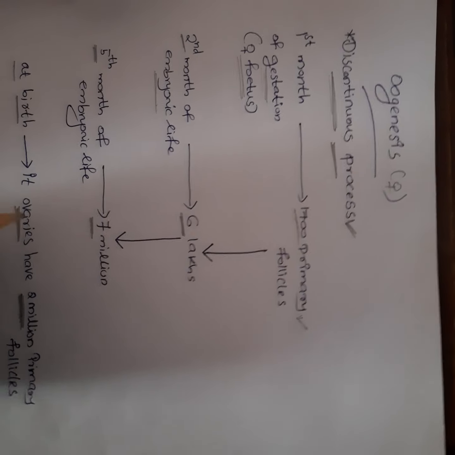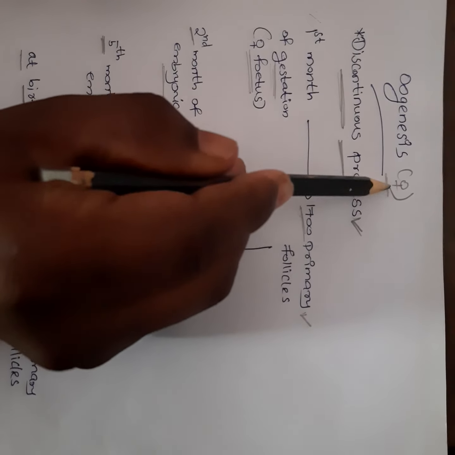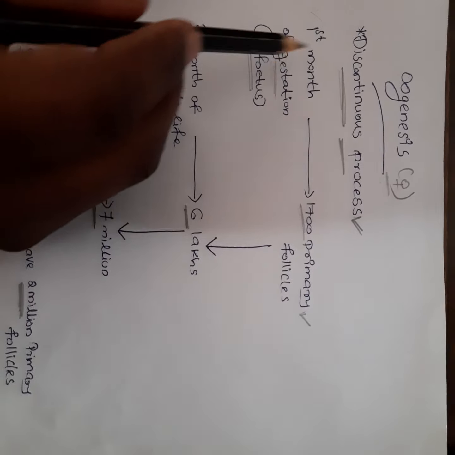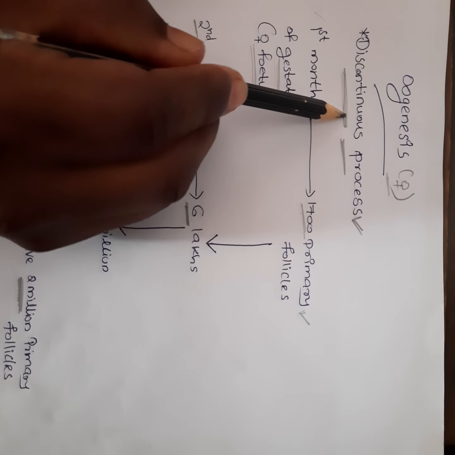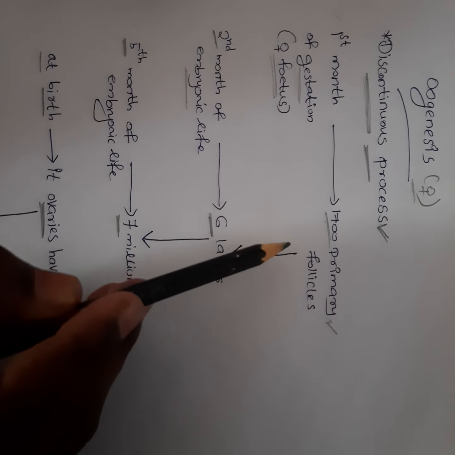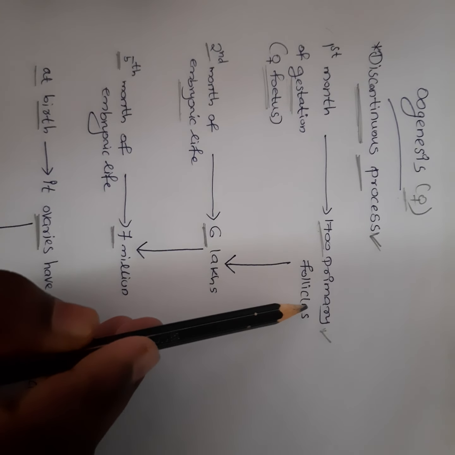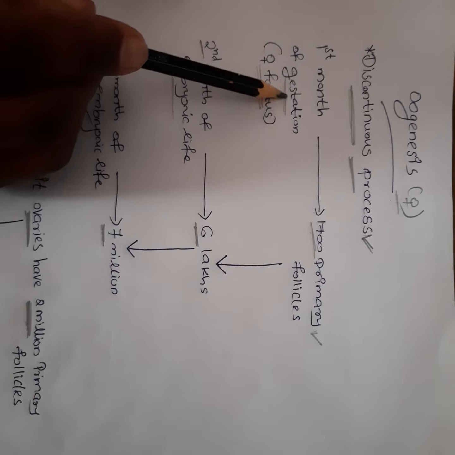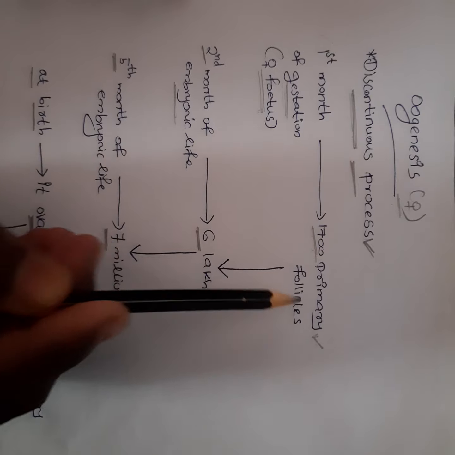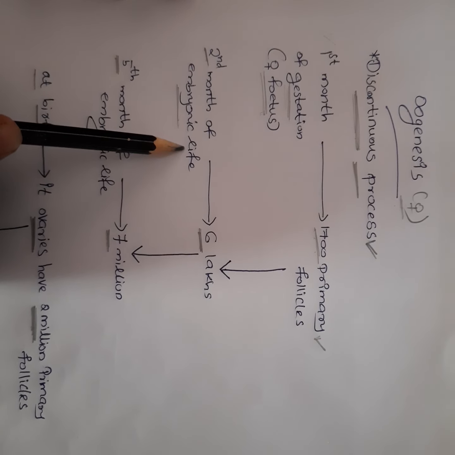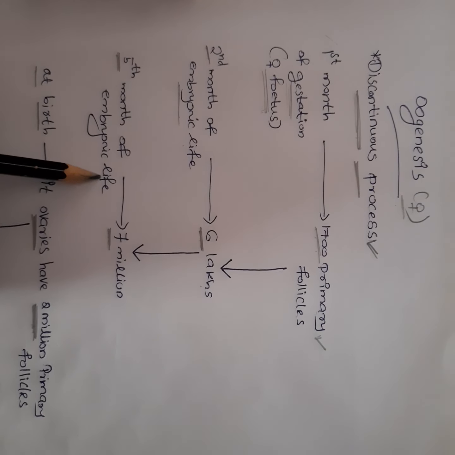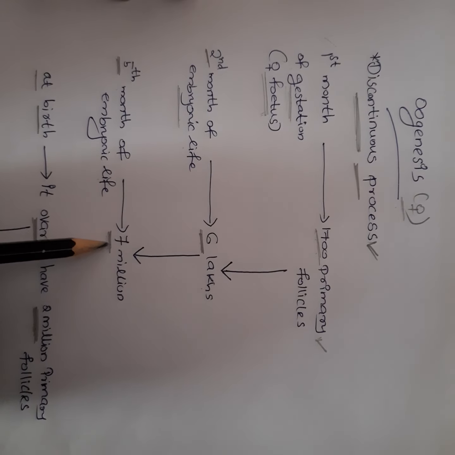Next, I'm taking oogenesis. Oogenesis is present in females, spermatogenesis in males. This oogenesis is a discontinuous process, very important. Next, I'm taking the number of primary follicles present at different stages of gestation. During the first month of gestation, the female fetus will have 1700 primary follicles, but during the second month of embryonic life it will increase to 6 lakhs. But at the fifth month of embryonic life it will again rise to 7 million.